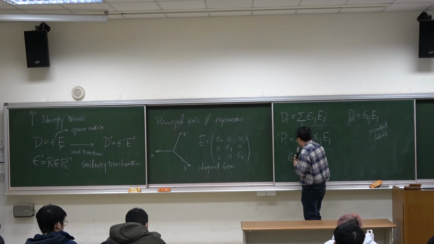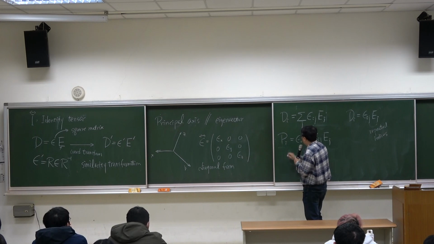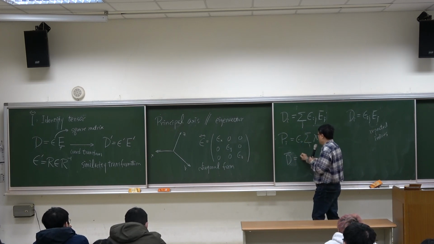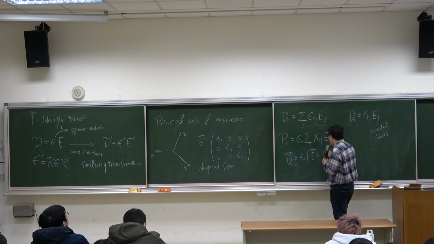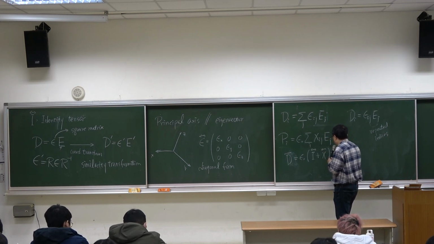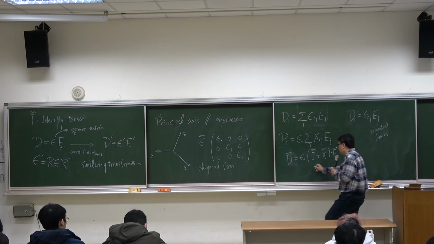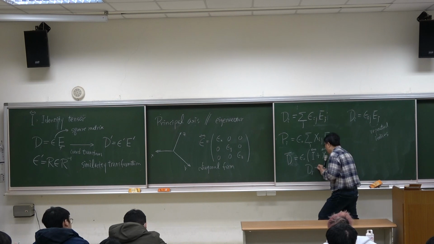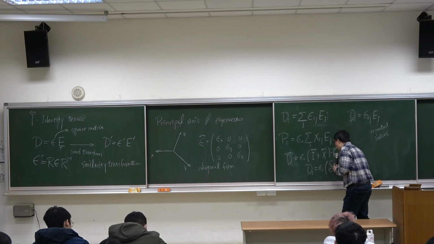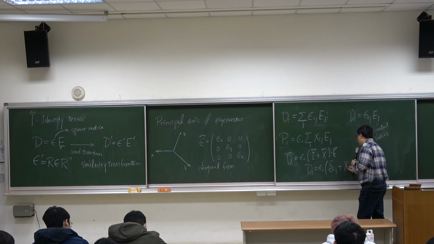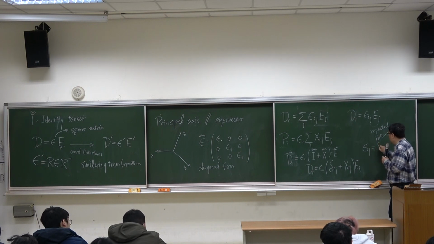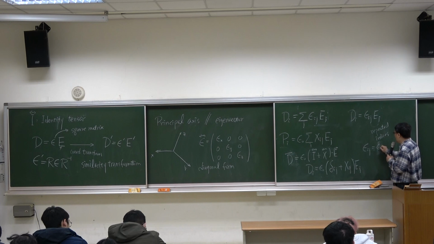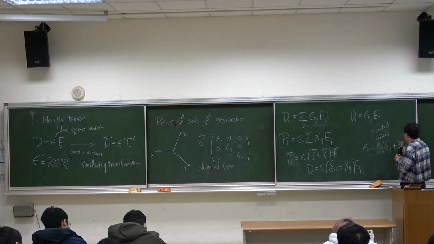So epsilon ij, since D is epsilon 0 times the identity tensor plus chi tensor times E. So in component form, we can write this as Di is epsilon 0 times delta ij plus chi ij times Ej. So we have epsilon ij equal to epsilon 0 times delta ij plus chi ij.